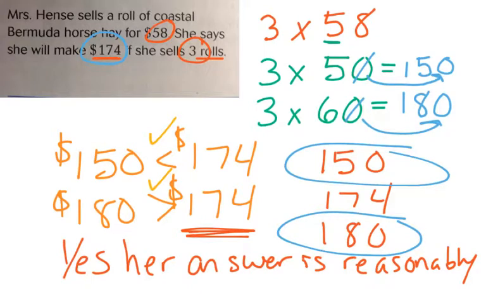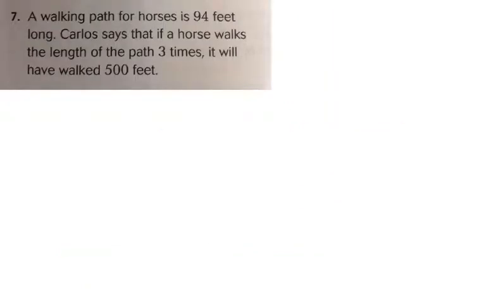Let's take a look at another one. This is another problem that we did today in class. A walking path for horses is 94 feet long. Carlos says that if a horse walks the length of the path 3 times, it will have walked 500 feet. We need to find out, is 500 feet a reasonable answer? So we have 94, and he's walking that path 3 times. So we're going to set up our multiplication problem as 3 times 94.